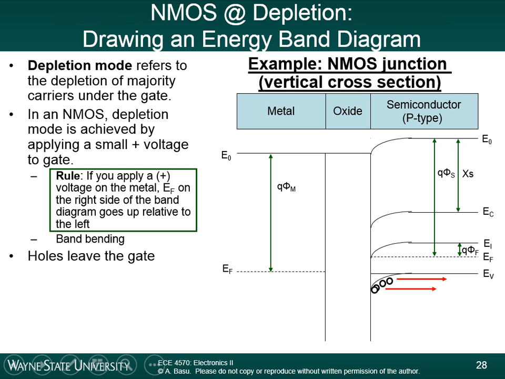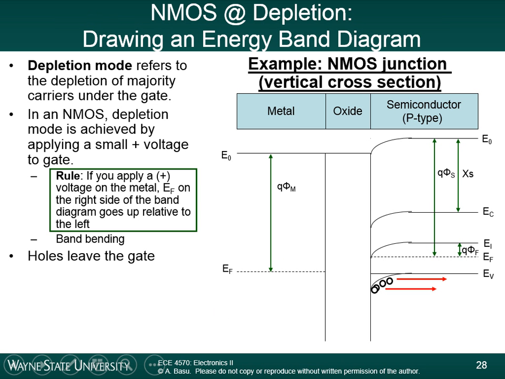Now, one way we know that is, first of all, there's a slope in the field, so there's an electric field in the depletion region. The other way we know that is by looking at the location of the Fermi level with respect to the other three bands. In this case, the Fermi level out here is relatively close to the valence band. So this is definitely a p-type semiconductor.